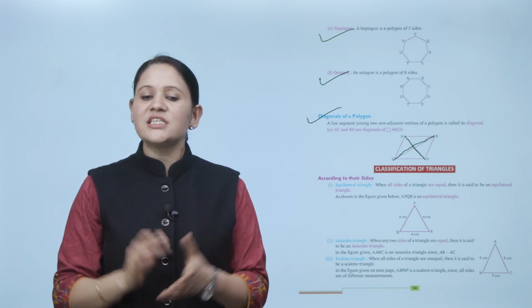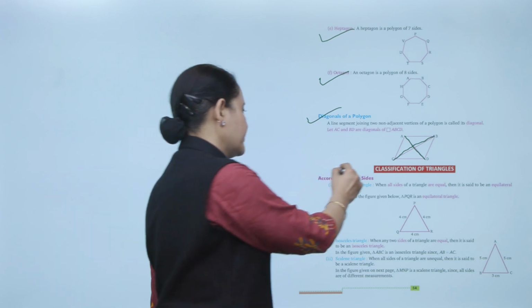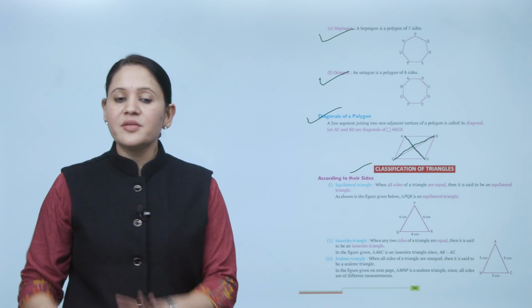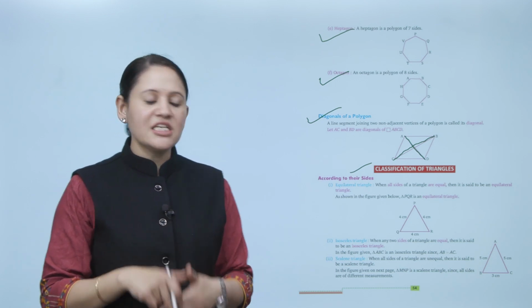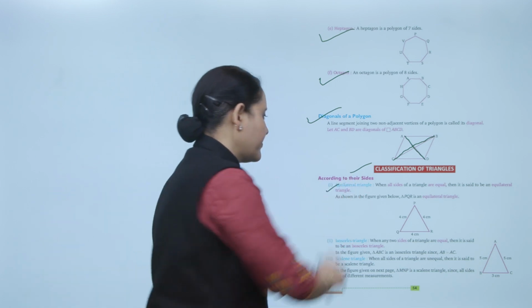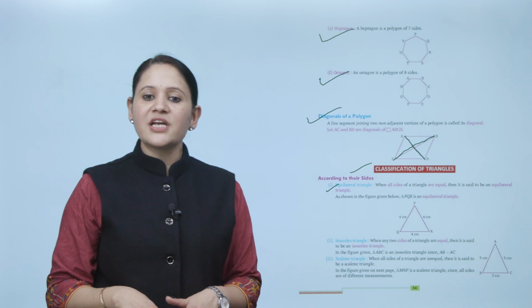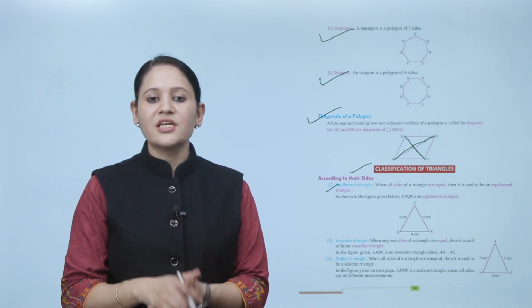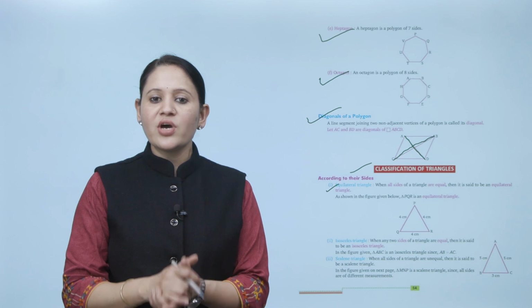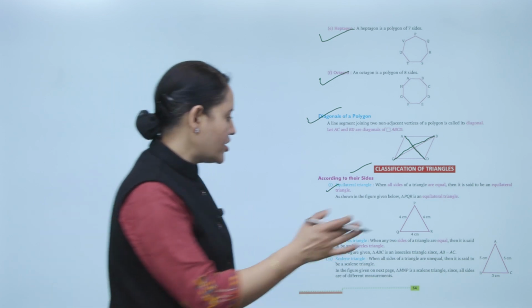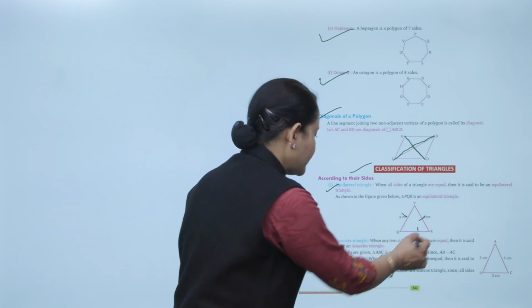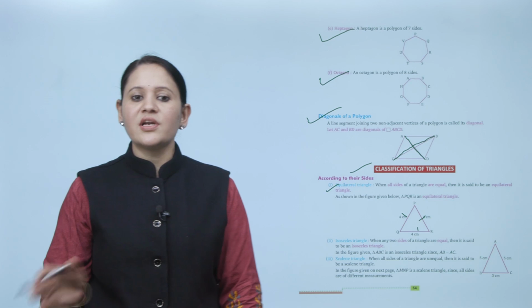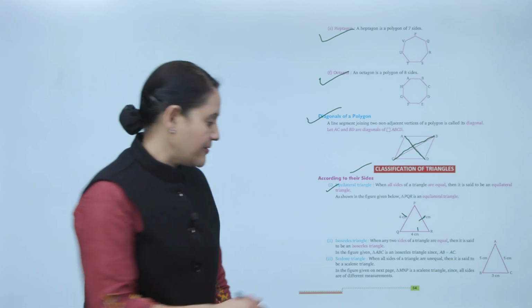Next is classification of triangles. On the basis of their sides, first is the equilateral triangle. When all sides of a triangle are equal, it is said to be an equilateral triangle. As shown in the figure given below, triangle PQR is an equilateral triangle because all sides are equal, all of 4 cm. So it is an equilateral triangle. Next is isosceles triangle.